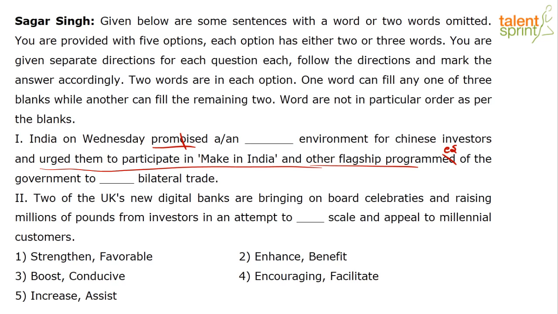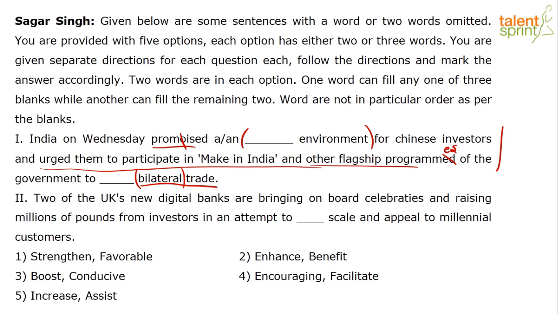Now, most of you have come back and said encouraging. But if you look at the context, they have promised them some sort of an environment which will help promote bilateral trade, right? So the context is talking about India and China. These are the two countries, obviously. Bilateral means what? Something that is affecting two parties. In this context, it's two countries, right?